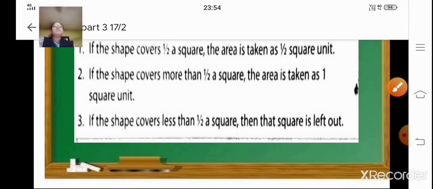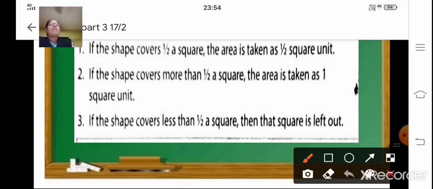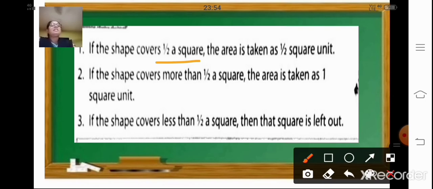Okay, so to keep this in mind, if the shape covers half a square, the area is taken as half square unit. But if the shape covers more than half a square, then the area is taken as one full square unit. Okay, we will not take it as half, we will consider it as one full square unit. But if the shape covers less than half a square, then that square is left out, we will not take it into consideration.